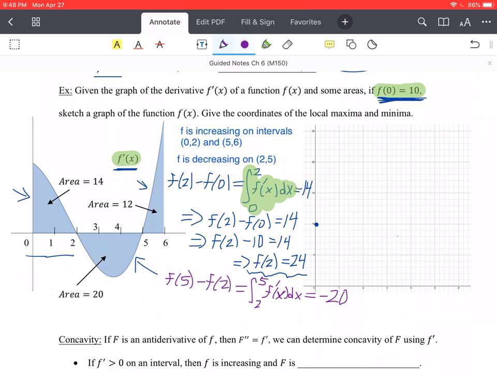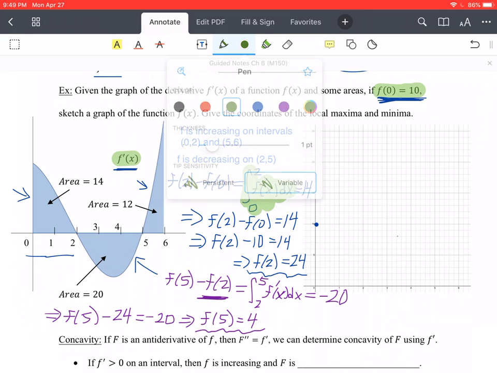And now we know from the previous part, we know f of 2, right? That was what we found right there. So here we have f of 5 minus f of 2, which is 24, equals negative 20. Add the 24 to the other side, and we get f of 5 is 4. So that gives us another point.